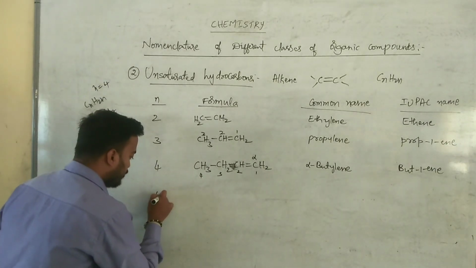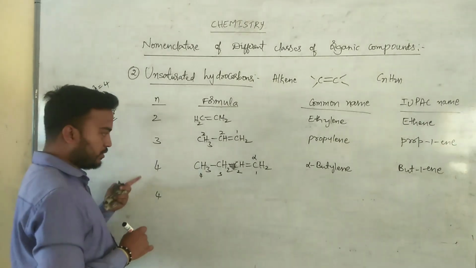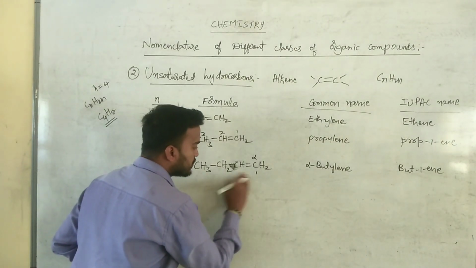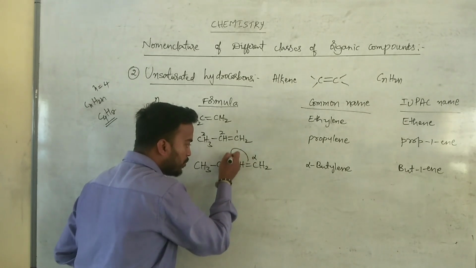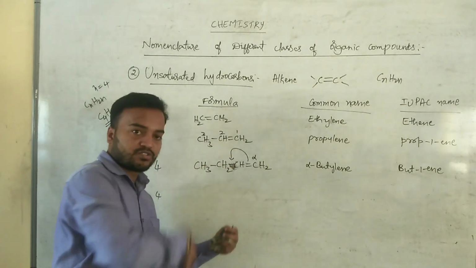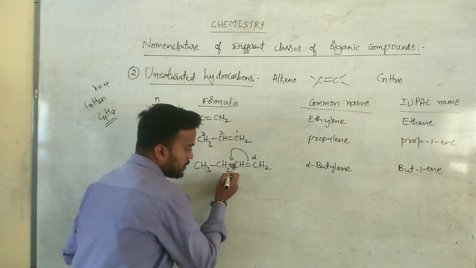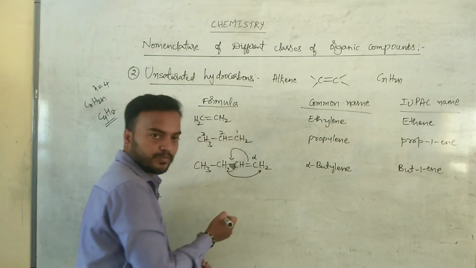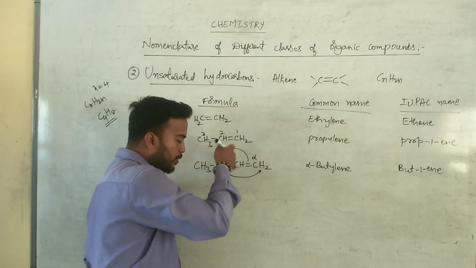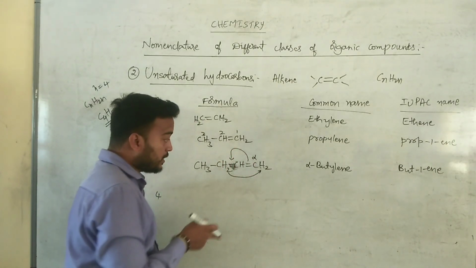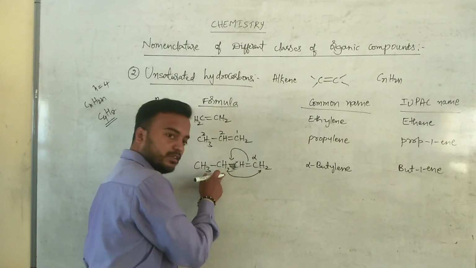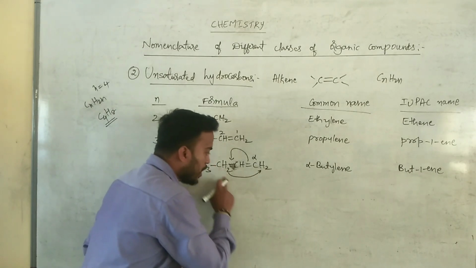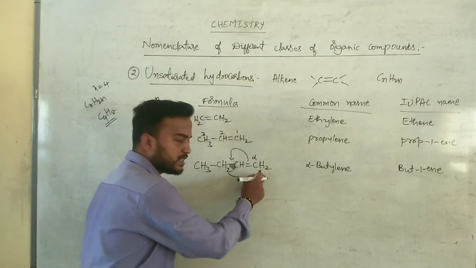So for n is equal to 4, I will take the same n is equal to 4 again. I will just change the position. I will change the double bond position. I will shift the double bond to the second carbon atom, and out of 2 hydrogens, I will shift 1 hydrogen to this CH2 group. The hydrogen atom present in the third carbon atom.